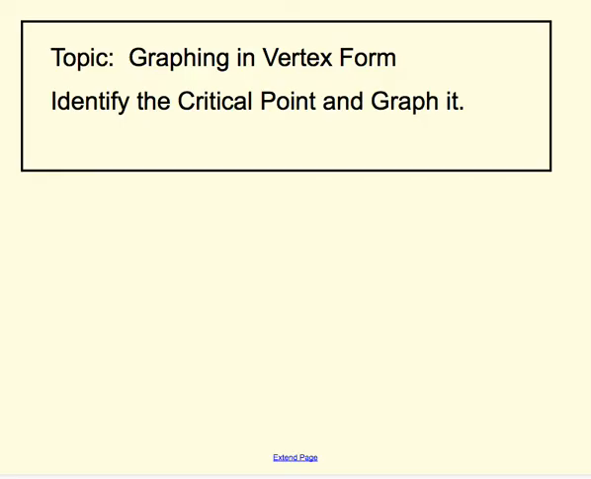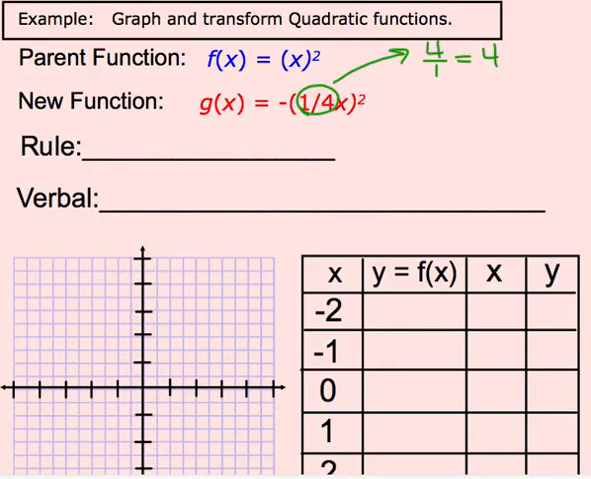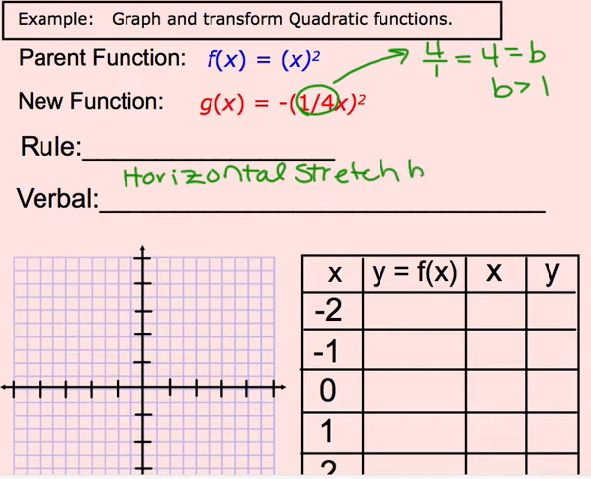Pause if you need to. So this is our b, and our b number was greater than 1. So we have a horizontal stretch by 4, not 1/4. And horizontal, we're multiplying all of our x values by 4.